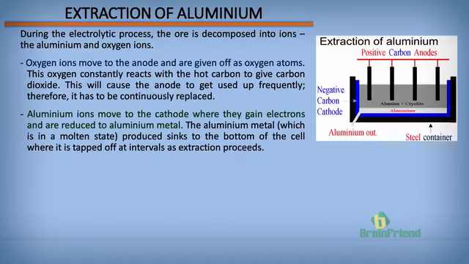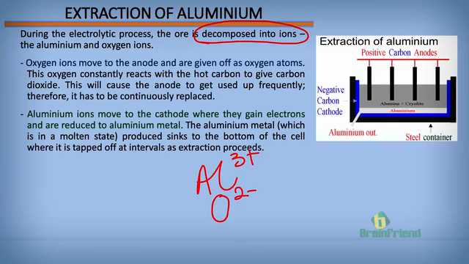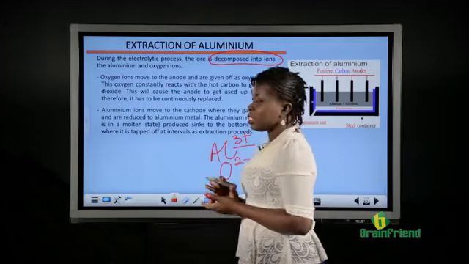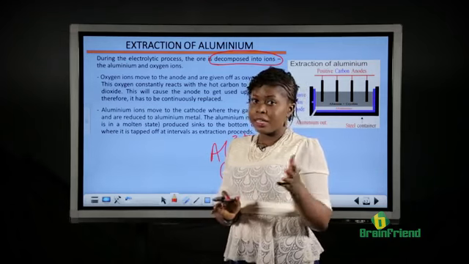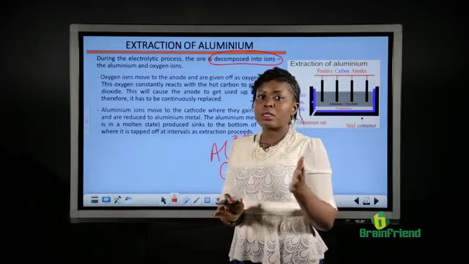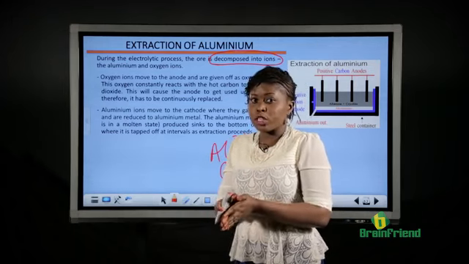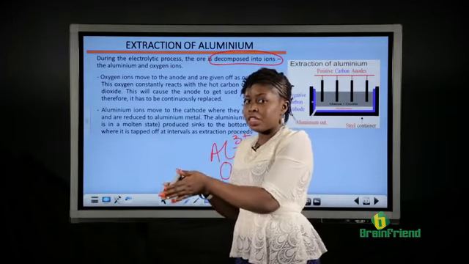So let's see what happens. During the electrolytic process, the ore is decomposed into what? Ions, which are the aluminium and oxygen ions. All right? So we'll have them forming this, and then we'll have our oxygen ion as well. So what happens? They've dissociated into their respective ions. All right? So the aluminium, which of course is a positive ion, is going to go towards the negative electrode, while the oxygen ions, which are negative, are going to go towards the positive electrode.